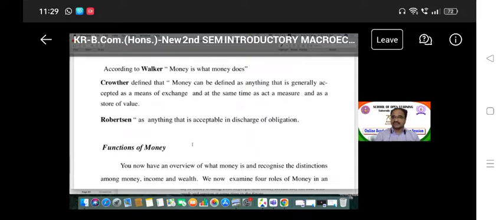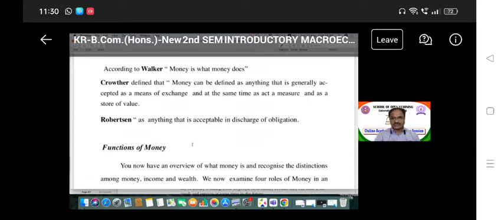There are different types of money we will discuss later. So this is some definition. There are lots of definitions, but these are the more important ones we are discussing here. According to these definitions, what we understand is that money can be accepted in society by means of exchange, store of value, and as acceptable in discharge of obligations.